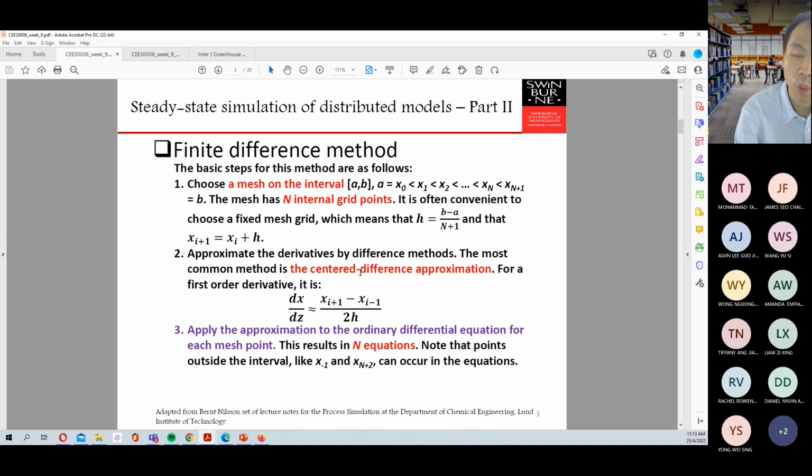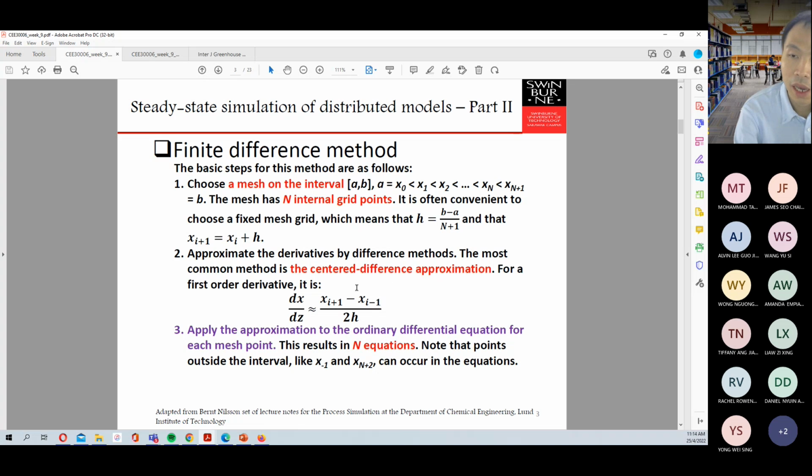We approximate the derivative. One of the most accurate ways of approximating the derivative is to use a centered difference approximation, which is this one: xi plus 1 minus xi minus 1 divided by 2h. So dx over dz is equal to this basically. So if we have n internal grid points, then we convert each of the differential equations into this. As a result, we will have n equations. So there is one group that gets the center difference approximation.